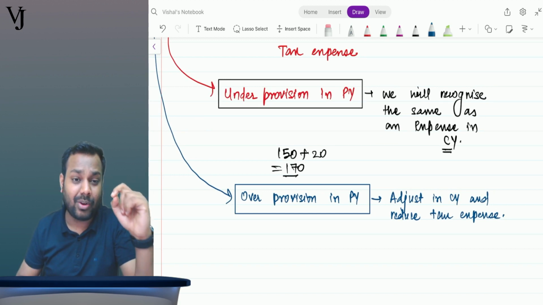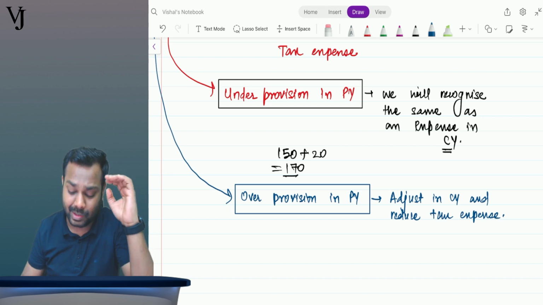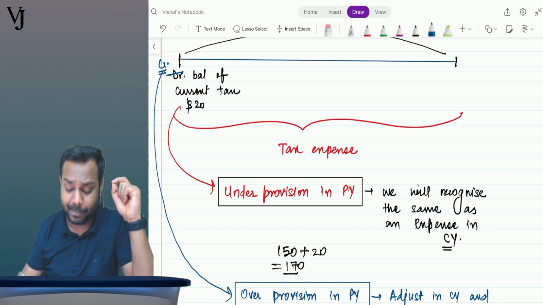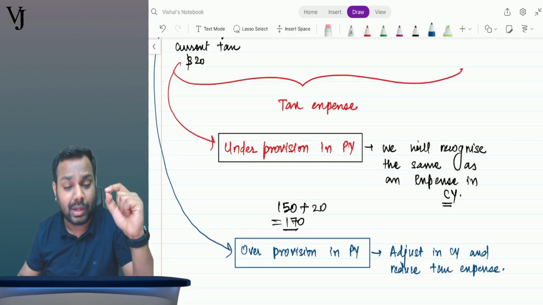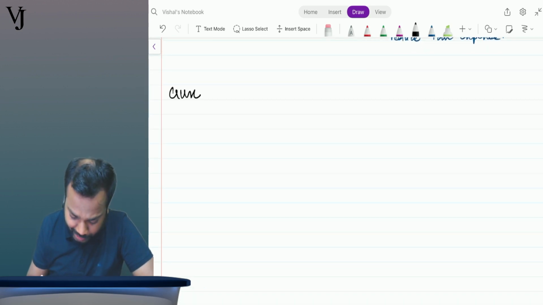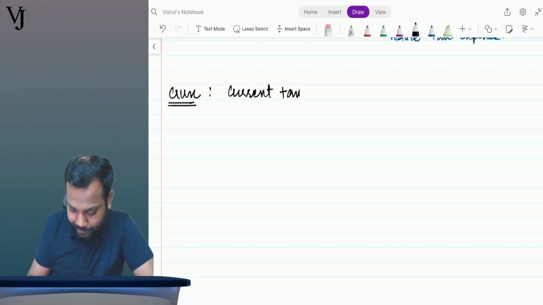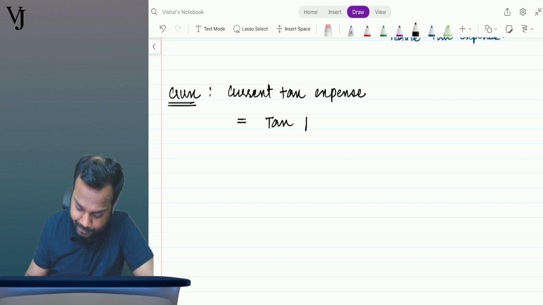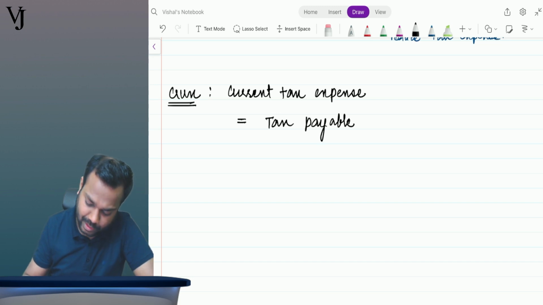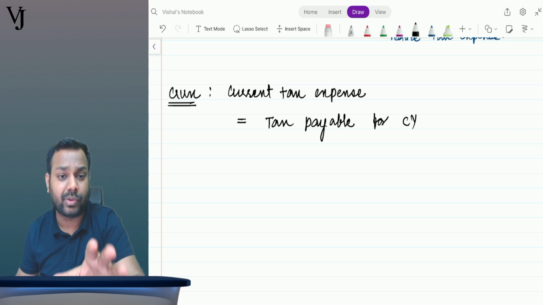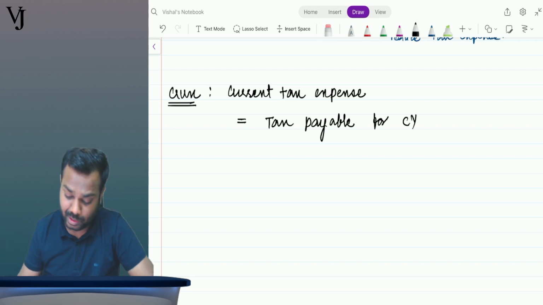What is the amount to be recorded in the tax expense? Meaning thereby, if there is a debit balance, you have to add, you have to recognize. If there is a credit balance, you have to subtract. Now the ultimate crux of it is: current tax expense equals tax payable for the current year. Provision for tax and tax payable are synonyms.